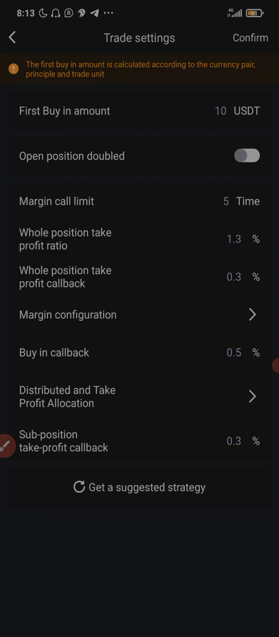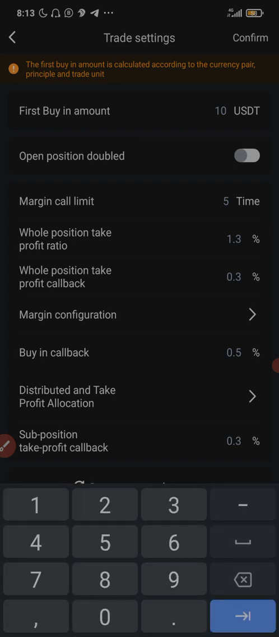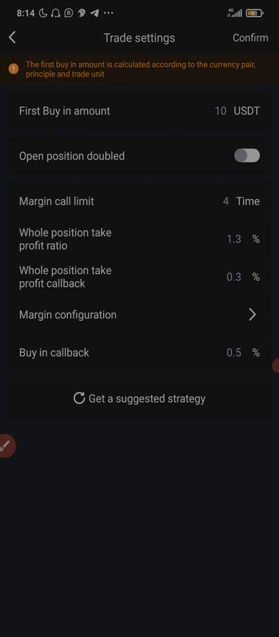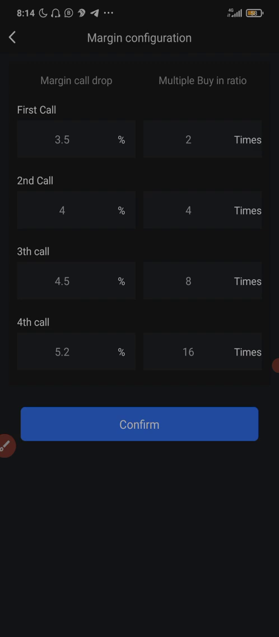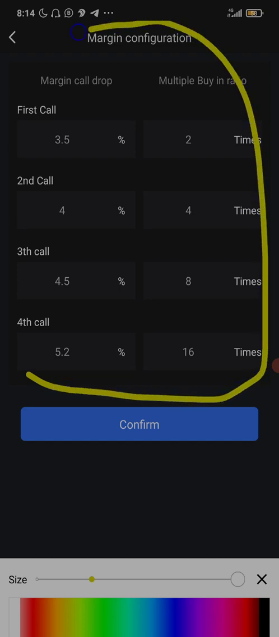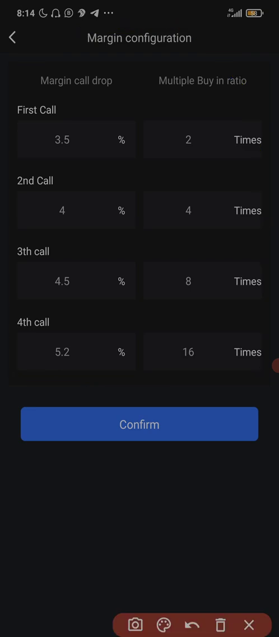Okay, so now the next step, let's use this margin call limit. Let's say 4 times, as an example. Okay, so now let's go back to margin configuration. You can see that initially it was 7, now it is 4, so we've reduced the margin call to 4. So now we can actually decide to stick to the initial or default settings.